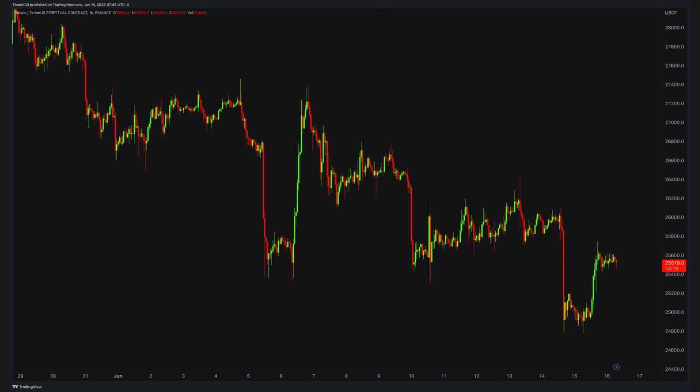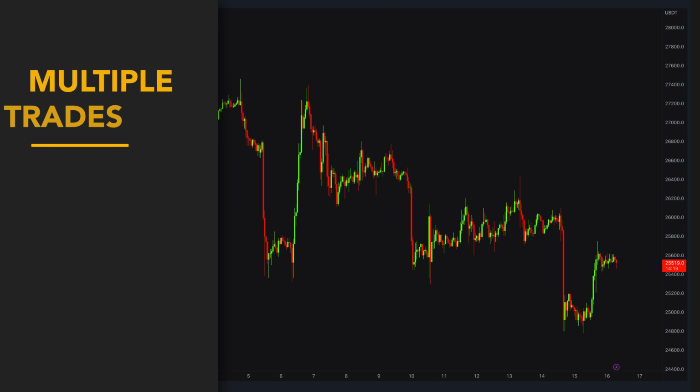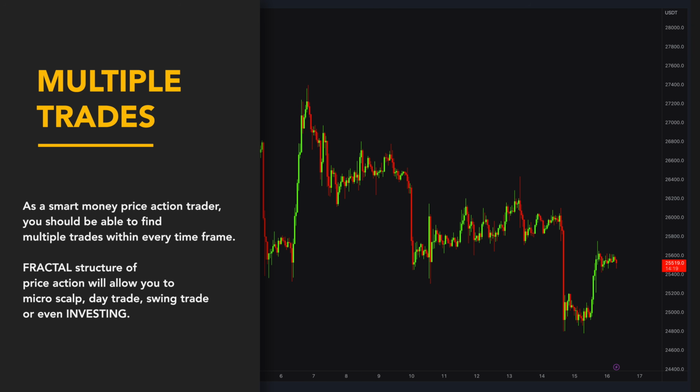Sometimes people ask me how I find setups. Even though I'm a part-time trader and mostly trade in my free time, I can find tons of trades. I can do day trading or swing trading or even micro scalping. Why? Because price action is fractal and smart money trading is universal. I do the exact same things in every time frame, 1 week or 1 minute.